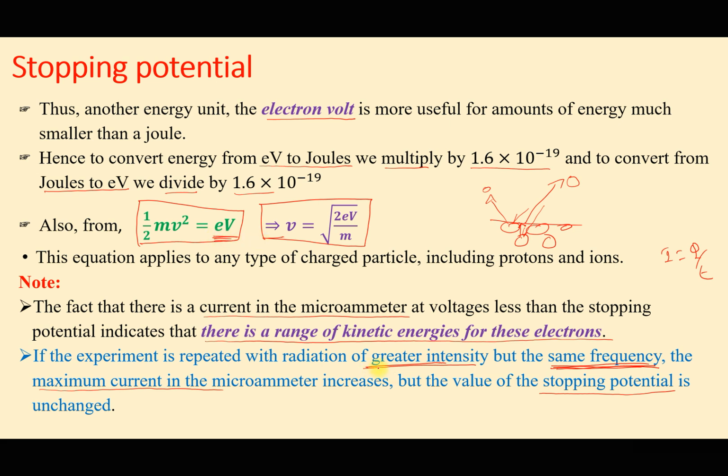But because the intensity has been increased, it means more electrons are ejected from the metal surface. And since the current is the rate of flow of these electrons, since there are more electrons, the micrometer reading must increase. Okay, we shall explore that in more detail later on.